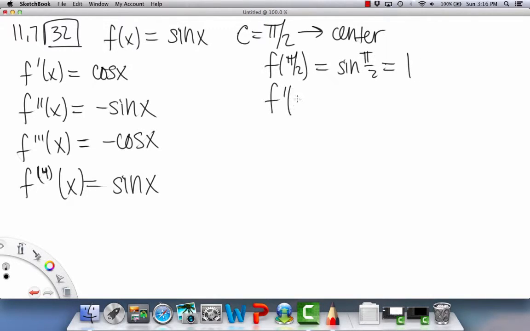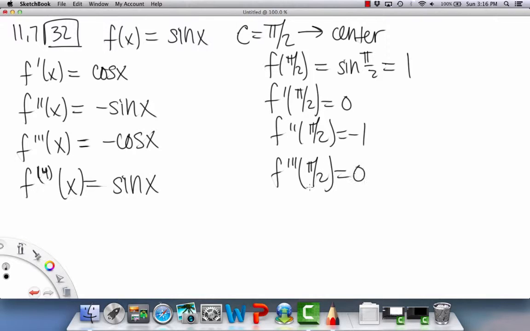And then f prime of pi over 2 equals 0. F double prime of pi over 2 equals negative 1. F triple prime of pi over 2 equals 0. And the fourth derivative of f, evaluated at pi over 2 equals 1. Okay, so see here how the odd derivatives, the first and the third, they're both 0, right? And the even ones are actually the ones that are retained here. So I'll continue on to the next slide.